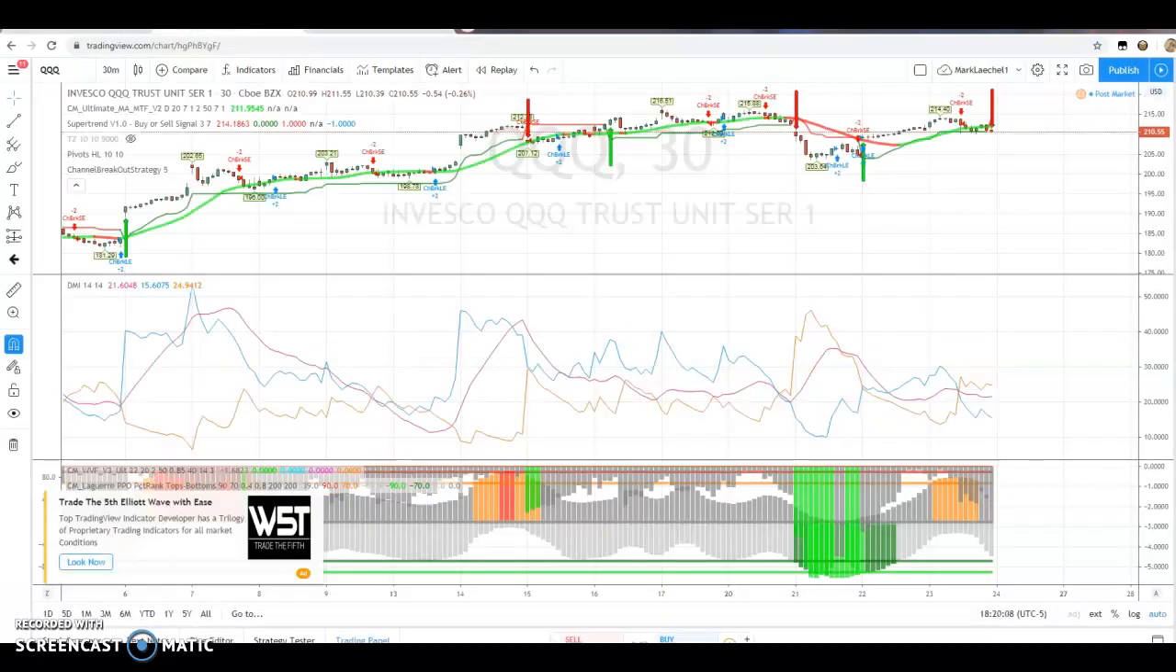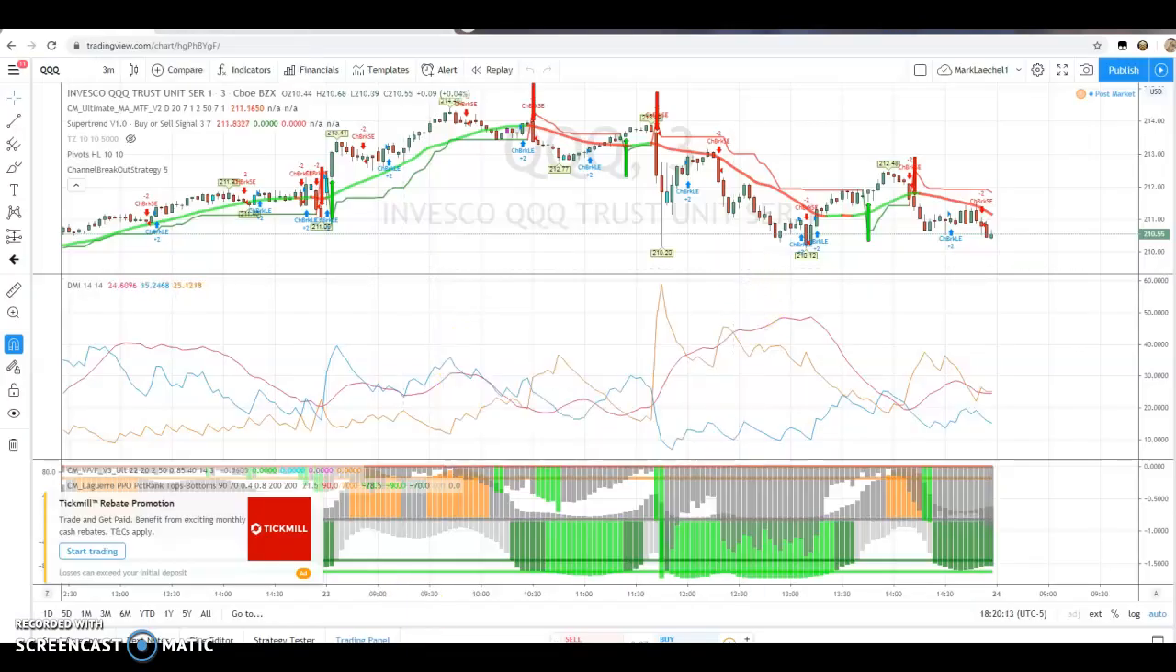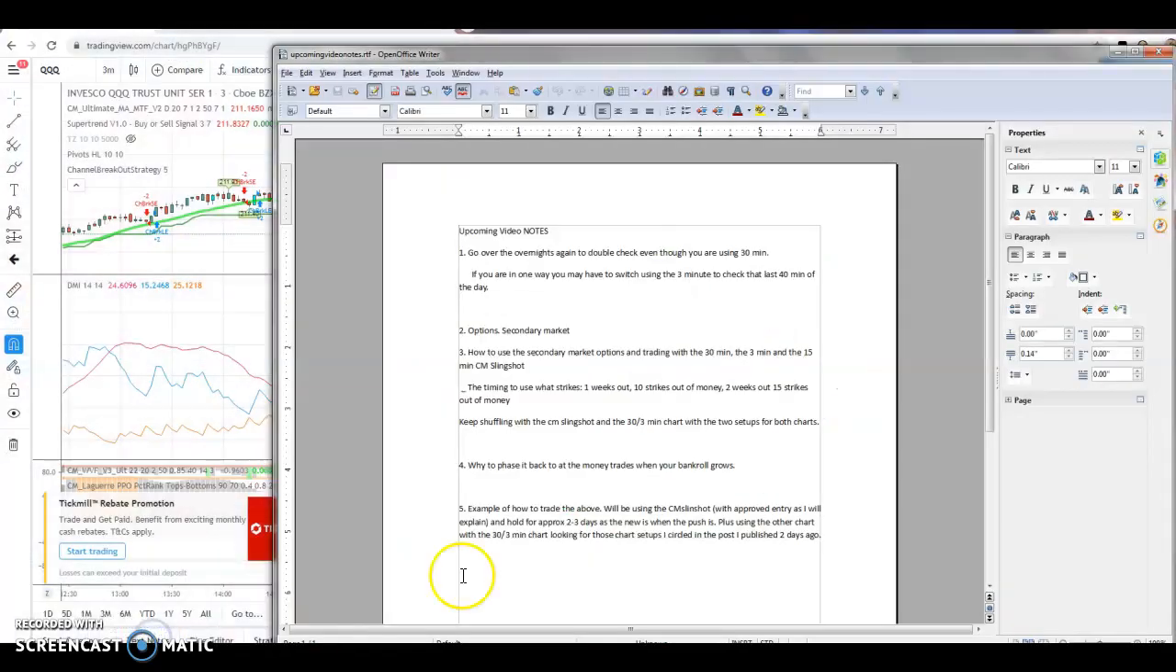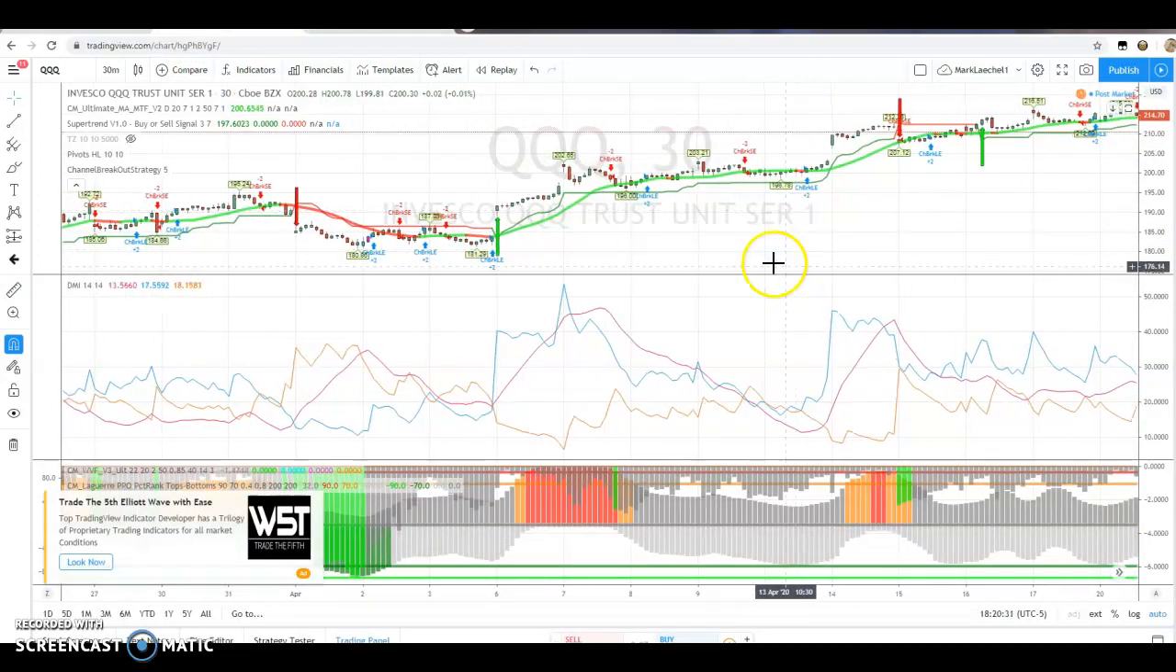I'd like to go over some notes I made the other day and talk about that a little bit. So let me get to my notes. Okay, go over the difference, how you go forward using the 30-minute and 3-minute. You're going through time here, and you want to know how to use the 30-minute and the 3-minute.